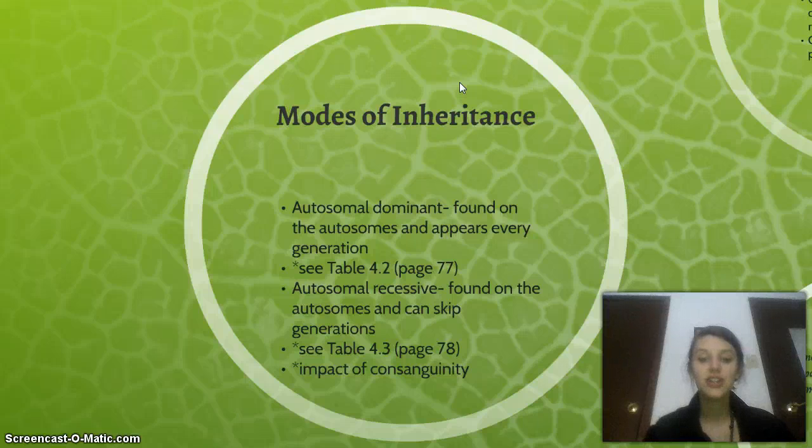So we have two main forms of inheritance that we're going to start by focusing on. We're going to talk about autosomal dominant. These are found on the autosomes, and they appear every generation. And if you look in your book on table 4.2, page 77, I'll give you a list of those. And then autosomal recessive is found on the autosomes, and it can skip generations.